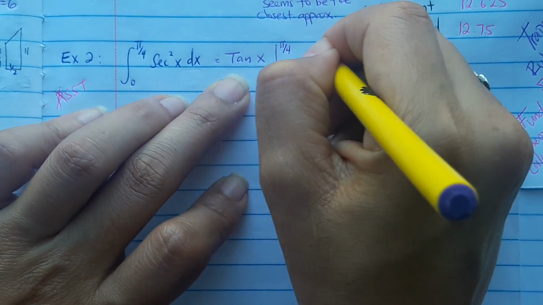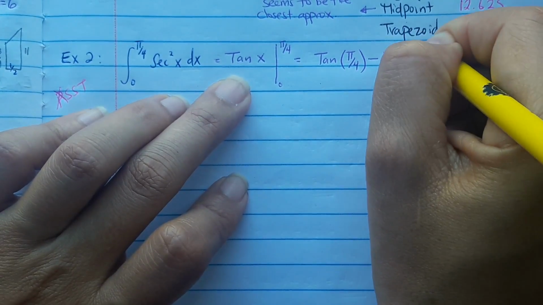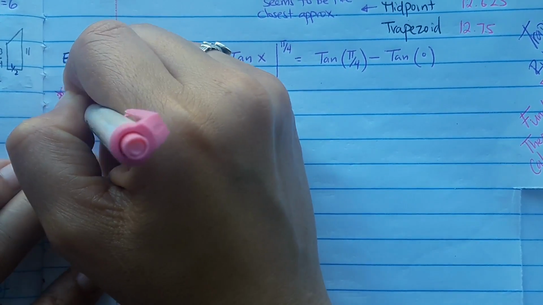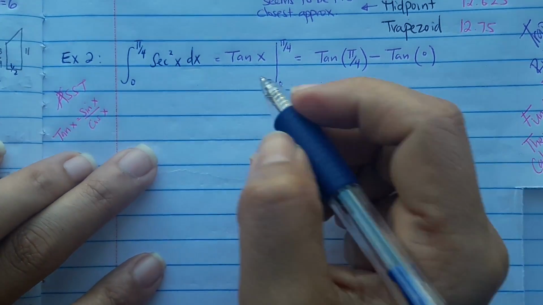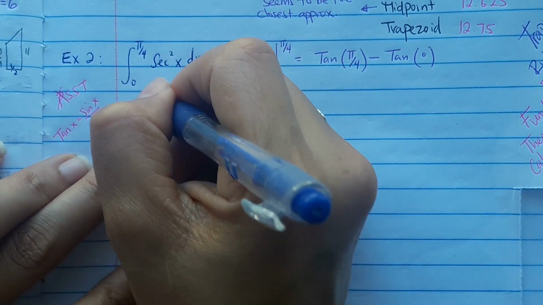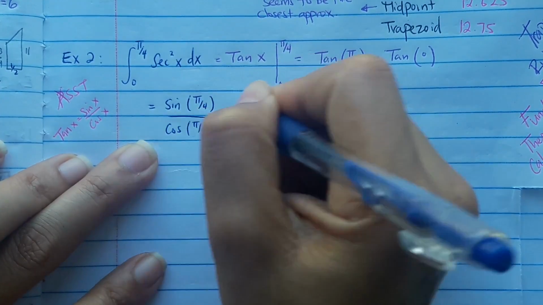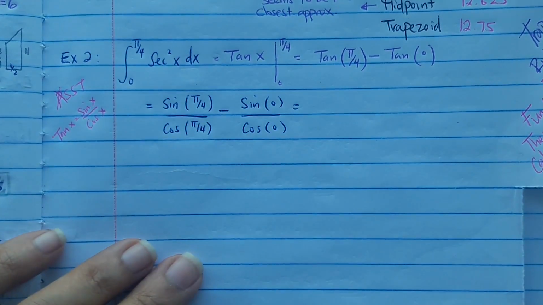So again it says you evaluate for the top, which is pi over 4, tan of pi over 4 minus the bottom, tan of 0. Alright, tan of pi over 4, remember tan is sine over cosine. So I can rewrite that as sine of pi over 4 over cosine of pi over 4 minus sine of 0 over cosine of 0, and then evaluate that.